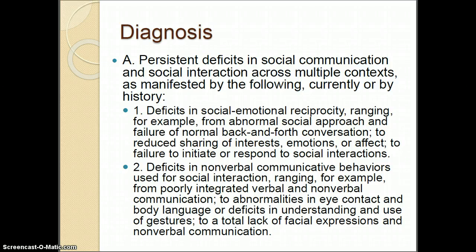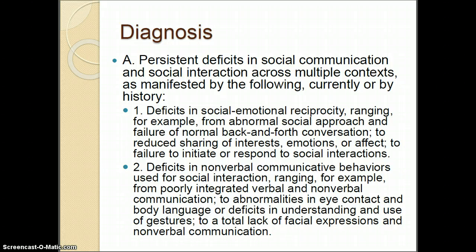So the way it reads in the DSM, to be diagnosed with autism, there need to be present persistent deficits in social communication and social interaction across multiple contexts, as manifested by the following, currently or by history. I want you to pay special attention to that phrase, social communication, remembering that language and communication exist for social purposes, and we use them almost solely for social purposes. So you can't look at language development, you can't look at communication skills separate from social abilities and social development because language exists for social purposes.